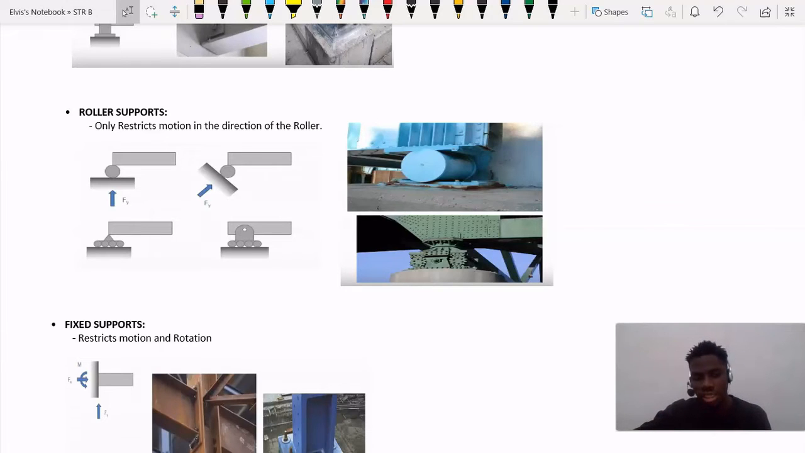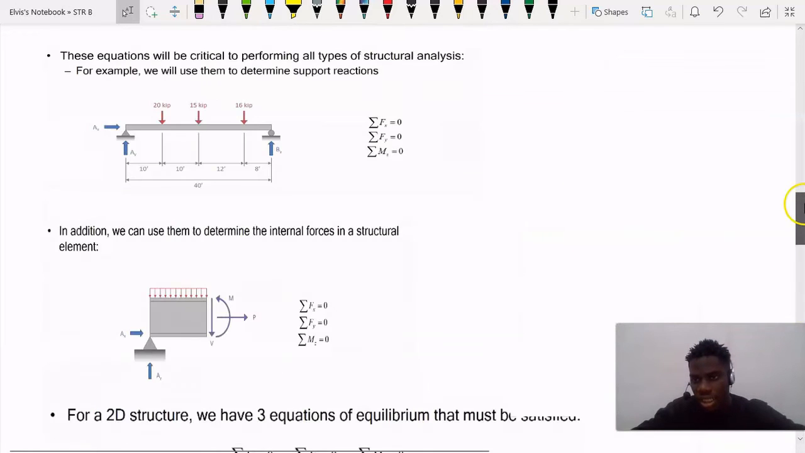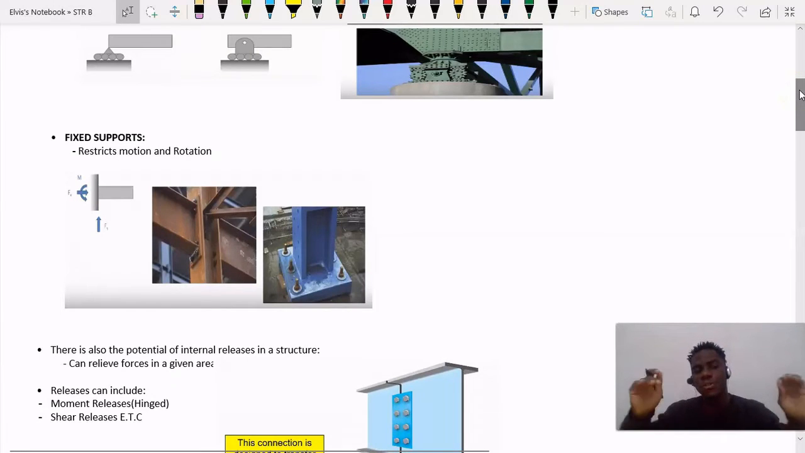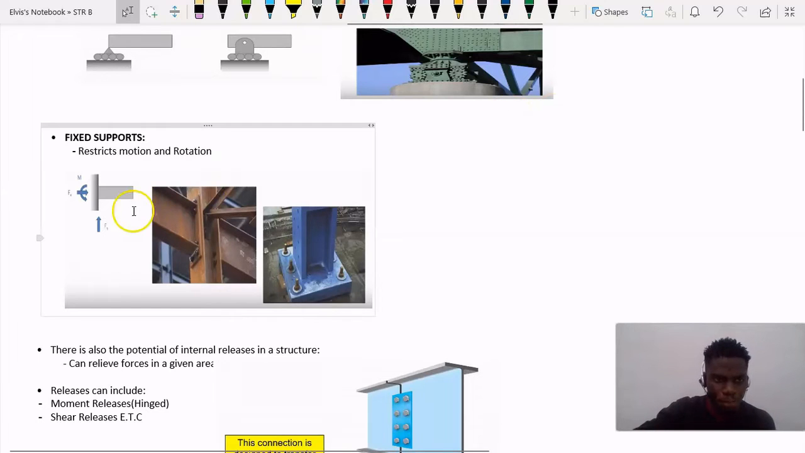Okay guys, let's take a look at the next support. The next support we have is fixed support. Now guys, fixed support restricts motion and rotation. As you can see, we have Fy, which is the force on the y-axis, we have Fx, and we also have the bending moment. So this is going to be fixed. It won't allow any movement, so there will be no movement.